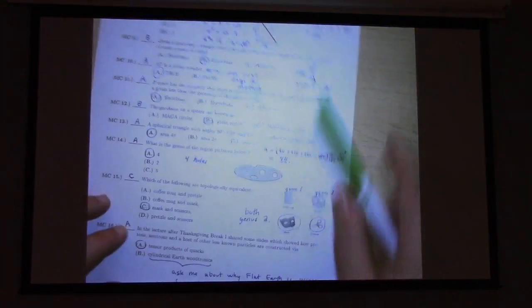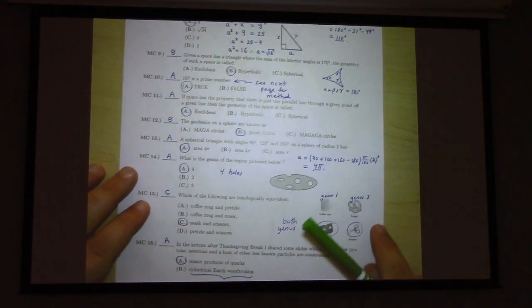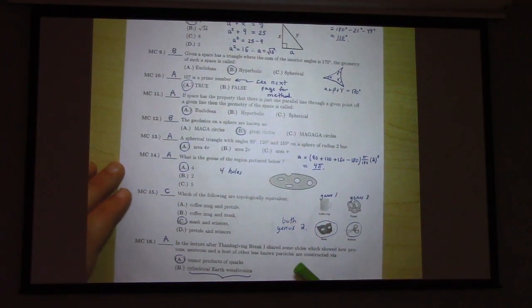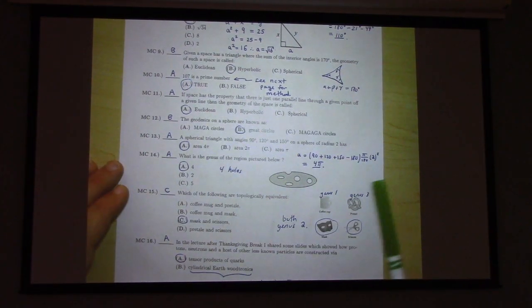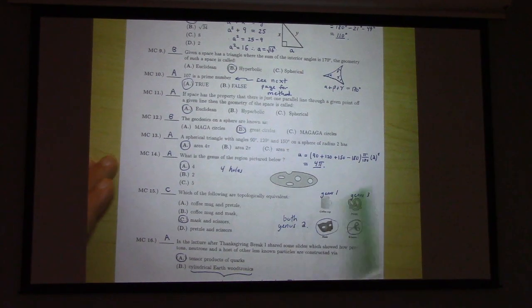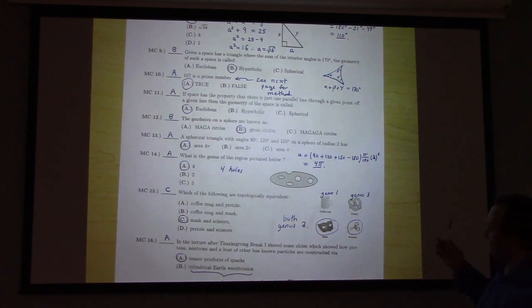Sorry. One thing at a time here. Page 2. So where were we? 107 is a prime number, that is true. If a space has a property that there's just one parallel line through a given point off the given line, the geometry is called Euclidean. That's the parallel postulate. Or maybe it's Playfair's axiom. I forget the exact name of it, but some people call that the parallel postulate. I've called it the parallel postulate in here.